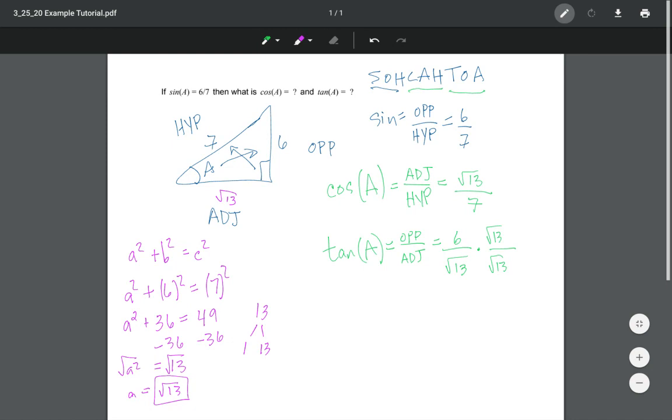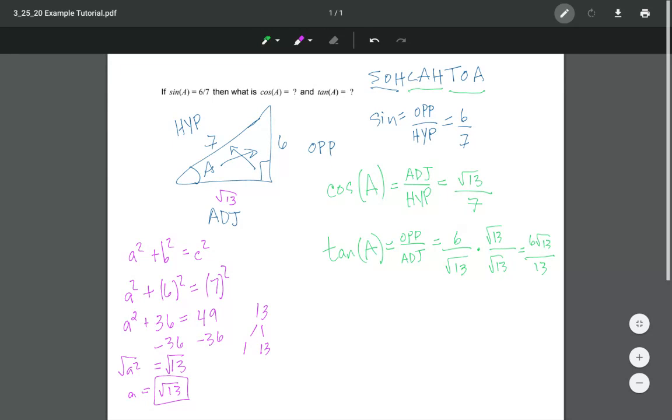We'll multiply both numerator and denominator by the square root of 13, which gives me 6 square root 13 in the numerator. And in the denominator, square root of 13 times the square root of 13 just gives me plain old 13. So that is how we find the cosine and the tangent. You only need to do that extra step to rationalize the denominator when you end up with the square root value in the denominator position.